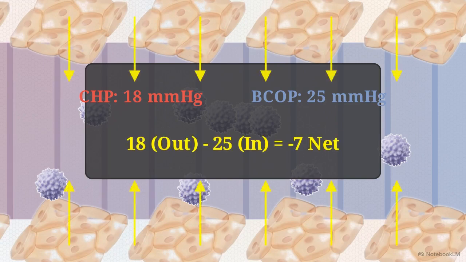Finally, we reach the venous end. The large plasma proteins haven't gone anywhere, so our osmotic pull is still rock steady at 25, but our hydrostatic push has dwindled to just 18. This gives us a negative net filtration pressure of -7, meaning fluid is actively pulled back into the capillary.